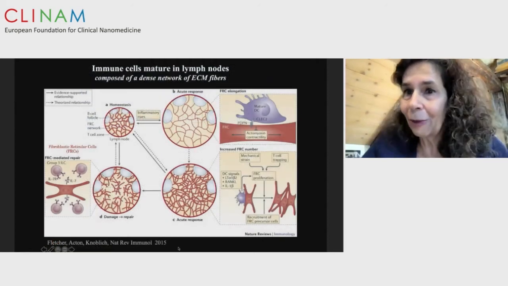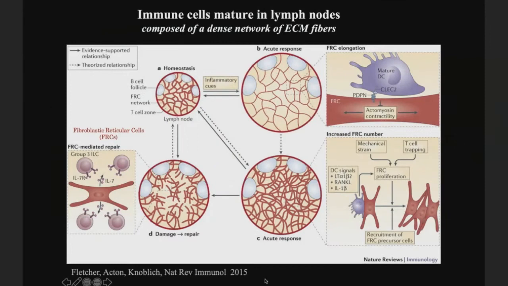So here's a sketch that you will find in the typical reviews about lymph nodes, where you have areas in the lymph nodes where B cells mature and get trained. You find zones rich in T cells, but in between is a very dense network of extracellular matrix. And most of the work in the past focused on the role of collagen and collagen conduits in the context of priming, but then also staging inflammatory responses.